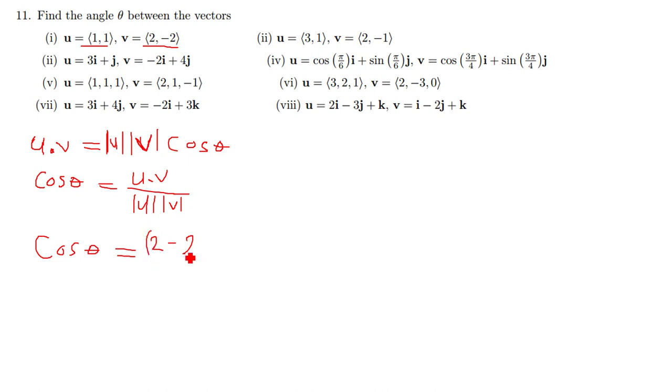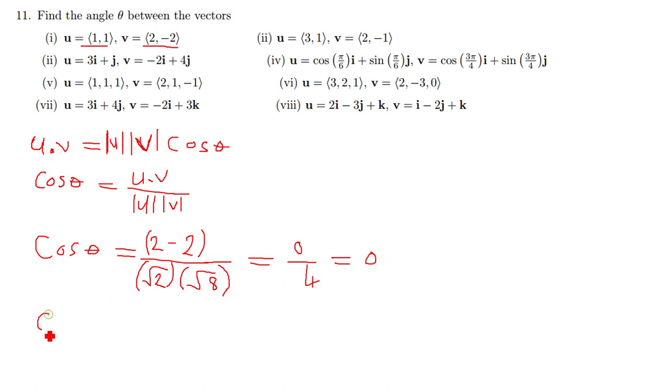So you're going to have that as your u dot v, and then the denominator there will be the square root of 1 squared plus 1 squared, you get the square root of 2, times the square root of 2 squared, which is 4, plus negative 2 squared, another 4, so meaning the square root of 8. So the square root of 8 is 2 root 2, times root 2, you get 4. So this is the same as 0 over 4, which gives you 0.